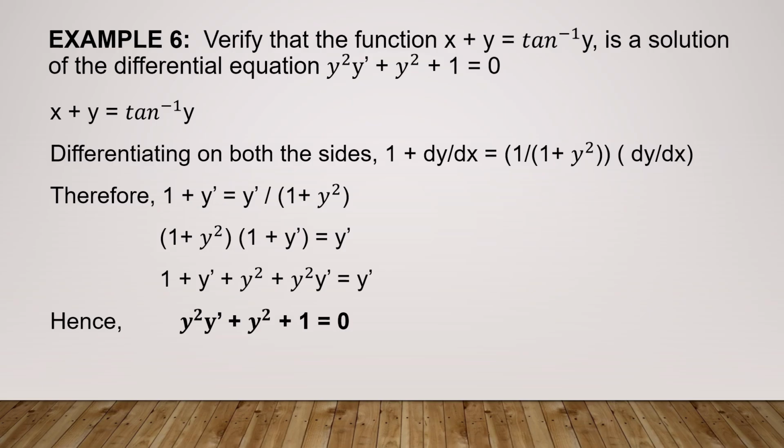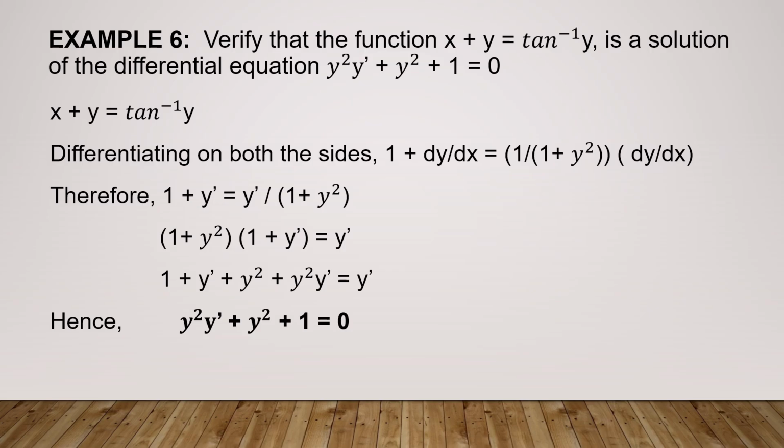Derivative of x is 1. Derivative of y with respect to x will be dy by dx. On the right hand side, you have tan inverse of y. The derivative of tan inverse of y is 1 upon 1 plus y square into the derivative of y, which is dy by dx. Just don't forget this, because you have to multiply by the derivative of y, which is dy by dx. When you simplify this, it is simple simplification.